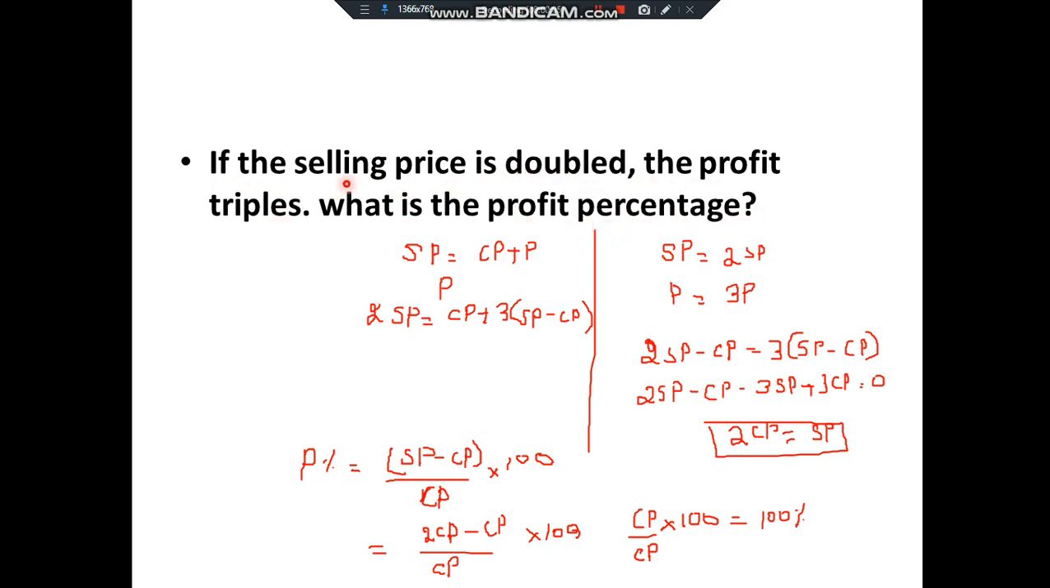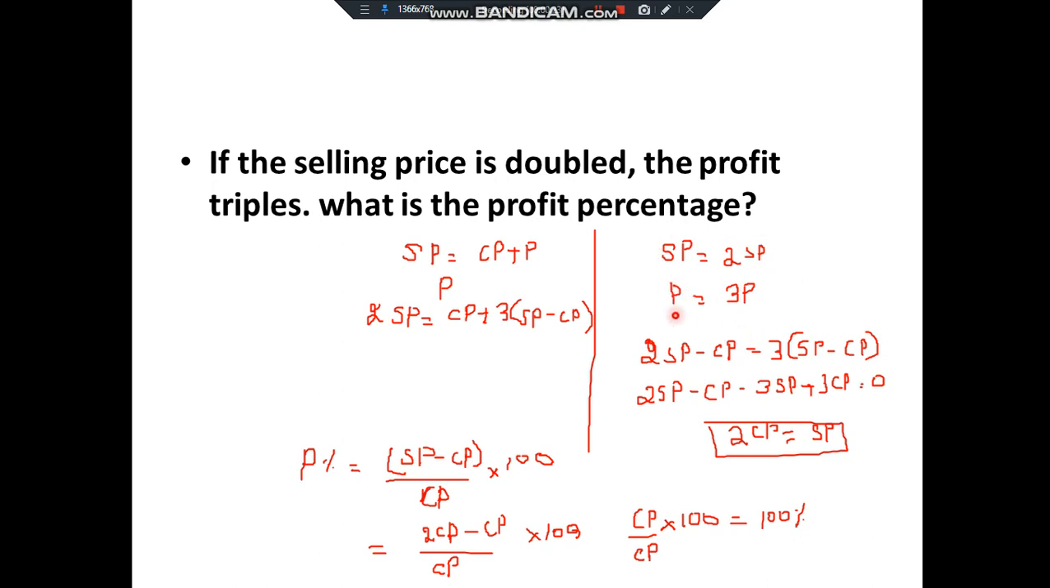Okay, it is a kind of word problem. This is seen in competitive exams commonly. So let us see how to solve this. So usually we know selling price is equal to cost price plus profit. Now the condition is SP is equal to 2SP. In that case profit is equal to 3P.